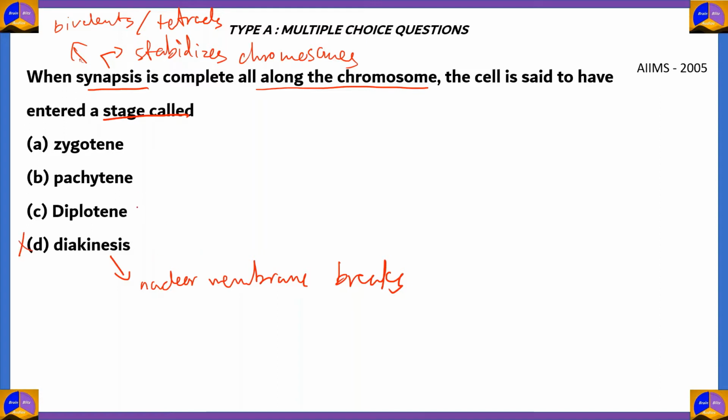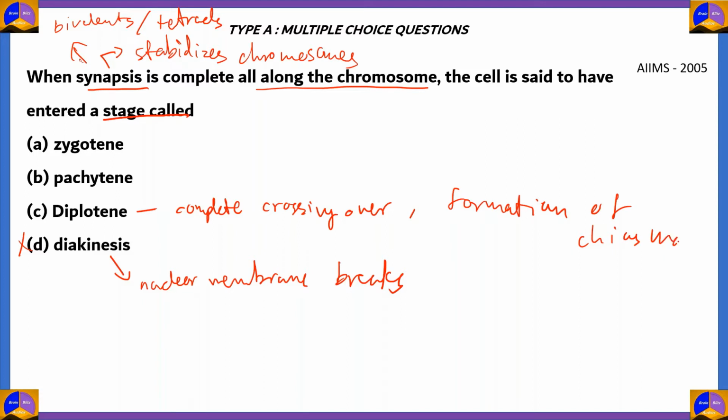Option C, diplotene. In diplotene, complete crossing over of DNA is occurring, and it also results in the formation of chiasmata. And in diplotene, the bivalents separate. So anyways, this stage is past the stage for synapsis. So option C is incorrect.